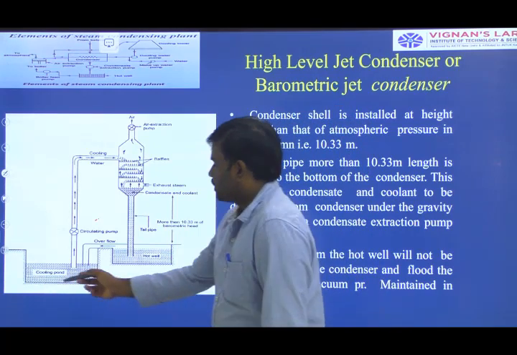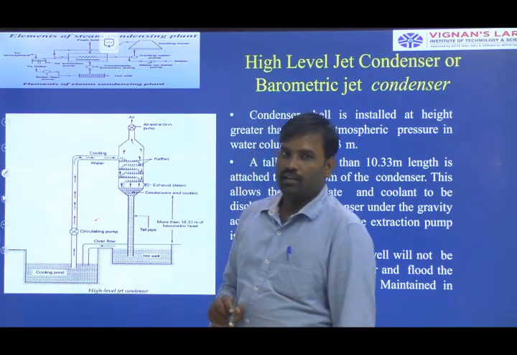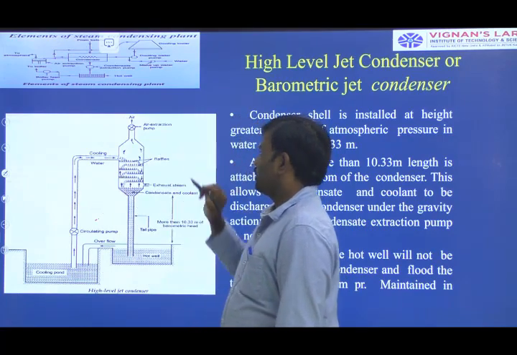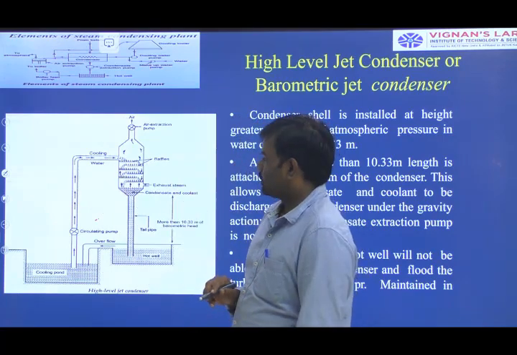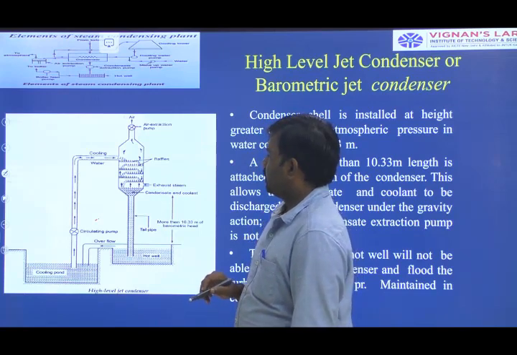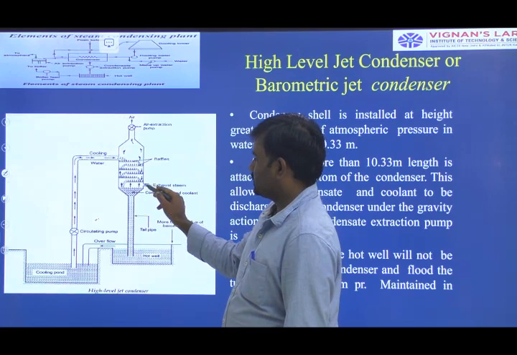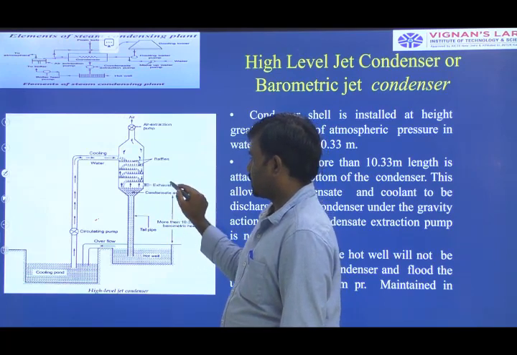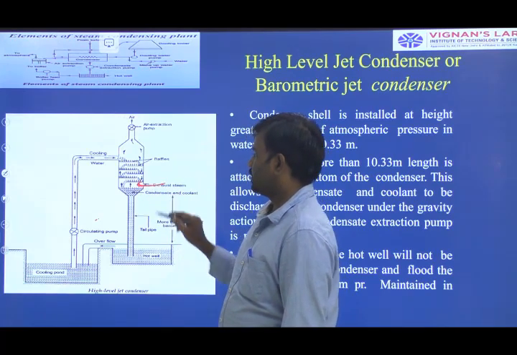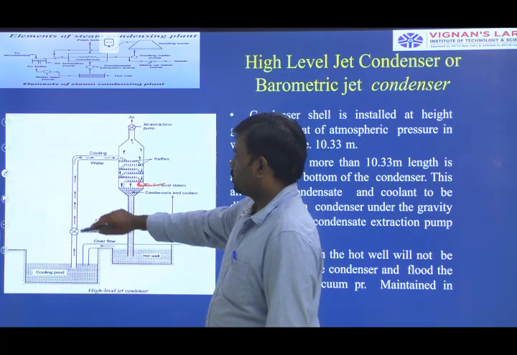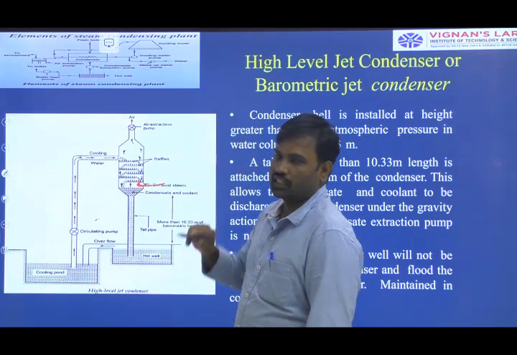Okay, from the cooling pond, we are sending the cooling water to the steam condenser, and exhaust steam we are introducing. This is the direction of exhaust steam entering into the steam condenser. The exhaust steam is flowing in the upward direction and the cooling water is flowing in the downward direction.